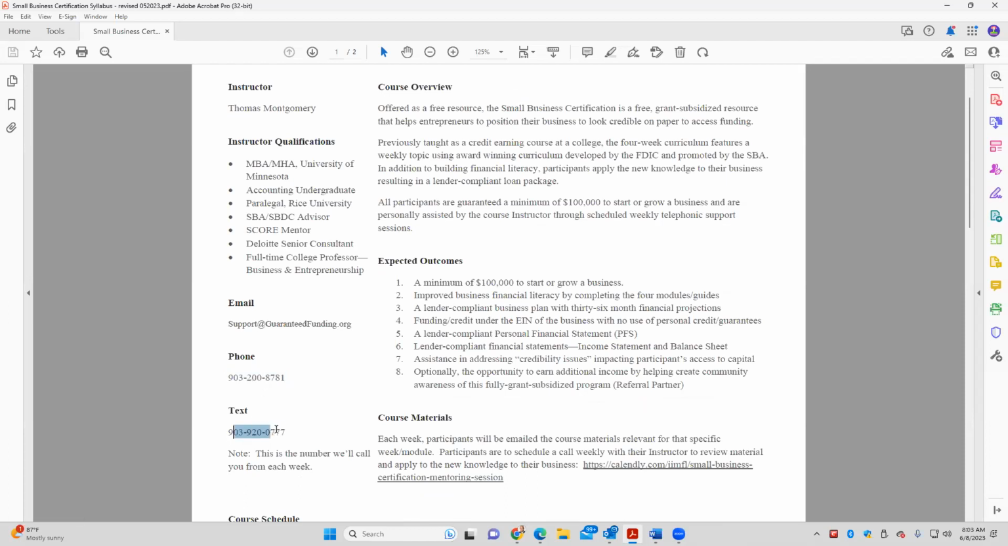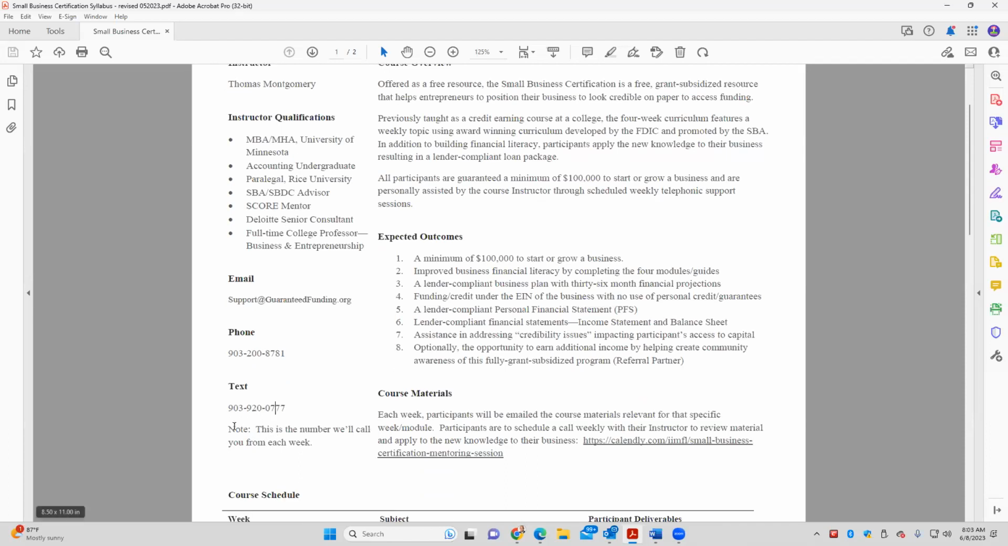And then for texting, it's a different number. We do want the participants to recognize that this is the number that we'll be calling them from each week. Some people have phones where if the number is not recognized, the phone won't ring, or it goes directly into voicemail, or they simply won't pick up. We'll always have scheduled sessions, which we'll talk about in a few minutes, but we do want them to know in advance where that call will be coming from. We'll get down to the course schedule here in a minute.